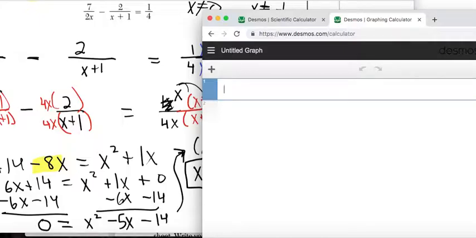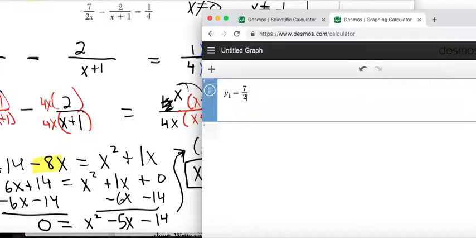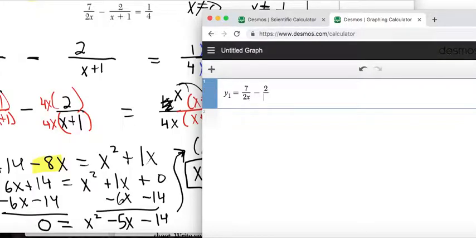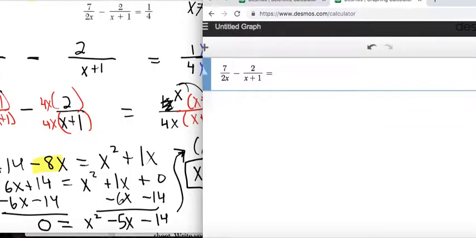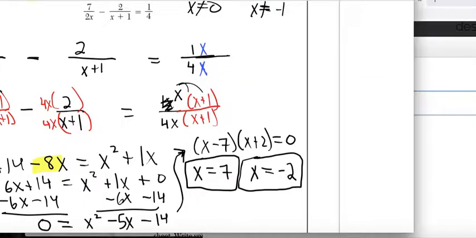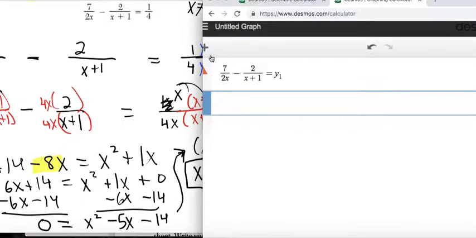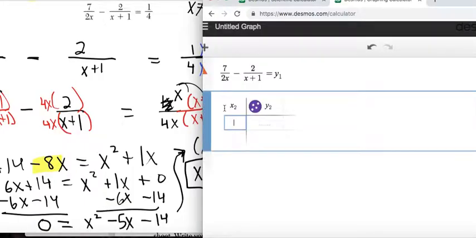So y1 is equal to 7 over 2x minus 2 over x plus 1. What do I want y to equal? Of course, I want it to equal 1/4. I could even enter it like this, guys. You see how the equation is equal to 1/4 in the OneNote? I'll make it equal to y1 here. So that way, when I enter a table, if I get y1 equals 1/4, I know I got the correct solution. So x and y1.